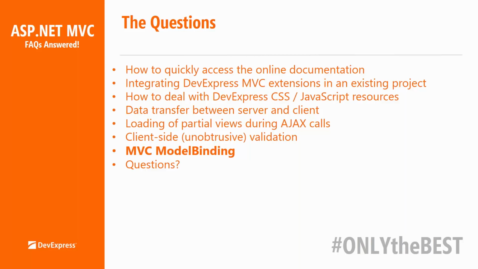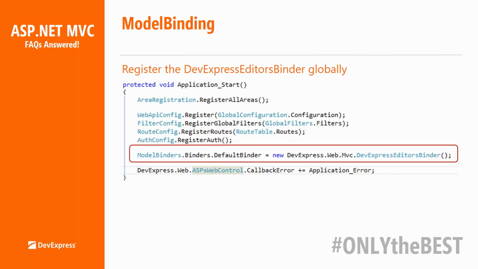So how does that work? If you start a new project with DevExpress, with the project template, we'll initialize the default binder to use the DevExpress editors binder. In that case, you don't need to think about anything anymore. If you are using an existing project and you want to use this model binder just for a specific page, maybe you're using other controls from third-party vendors, and they might interfere with this model binder, so maybe you want to do it on an action method approach.